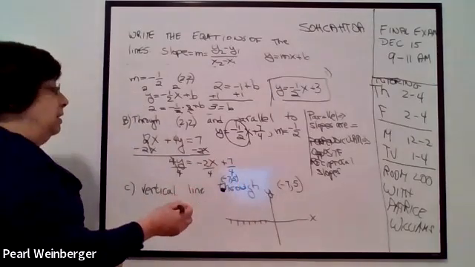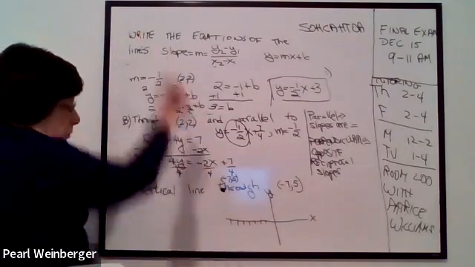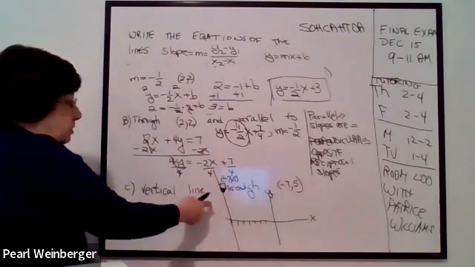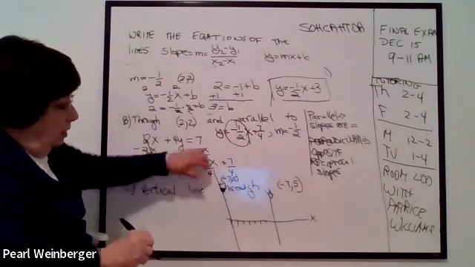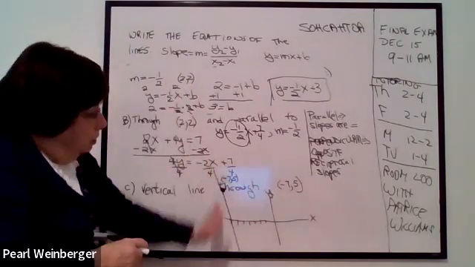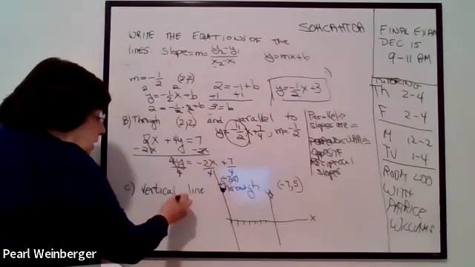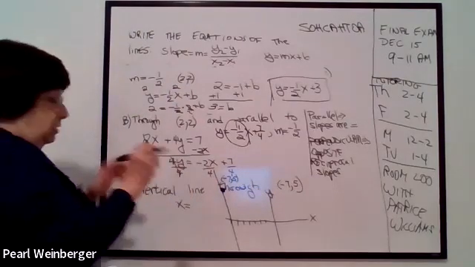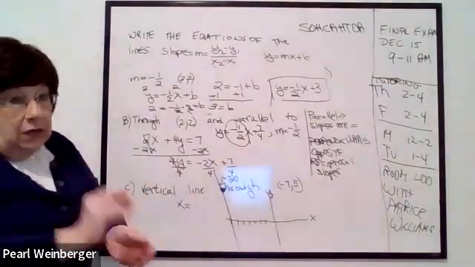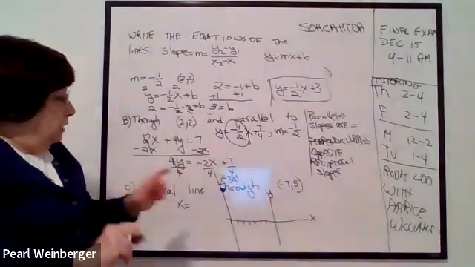Okay, we want the equation of a vertical line. Now, vertical lines, remember, are lines that go straight up and down. This is what that line looks like. Horizontal lines go straight across, vertical lines go straight up and down. And the equation for a vertical line is always just x equals a number. Very easy equation to write. X equals.